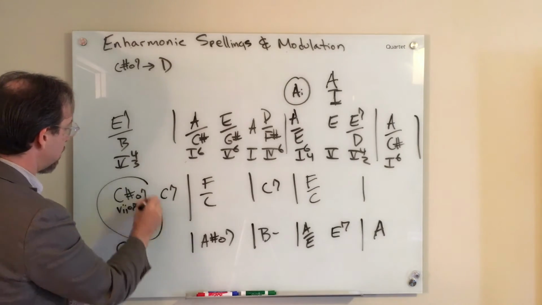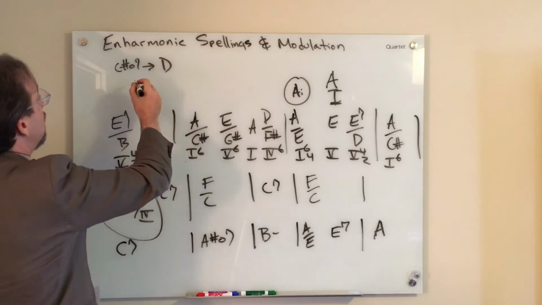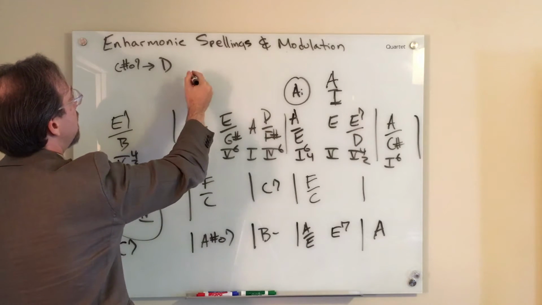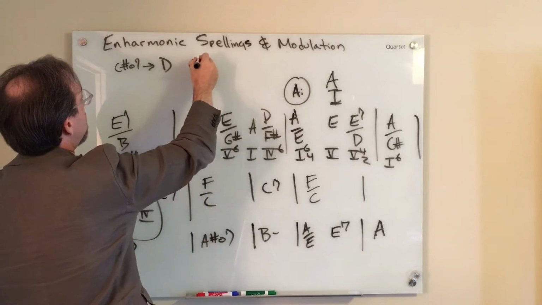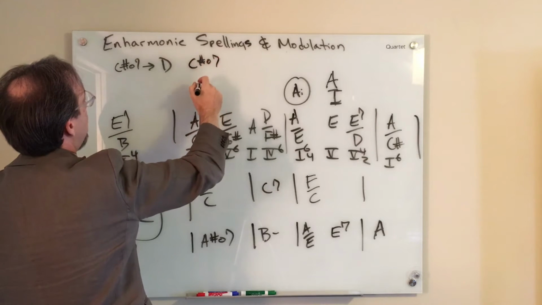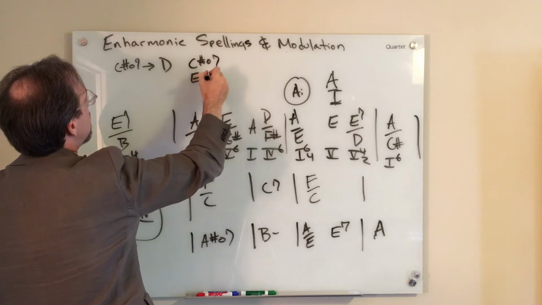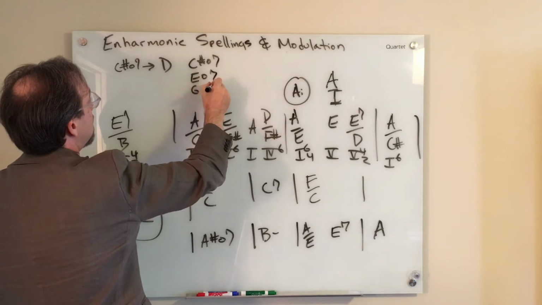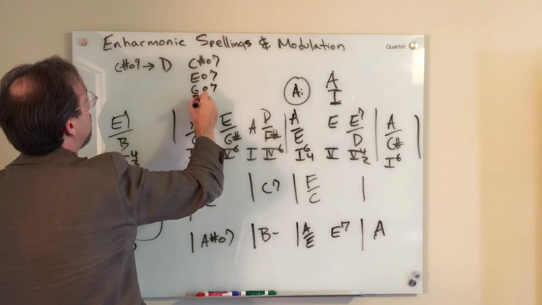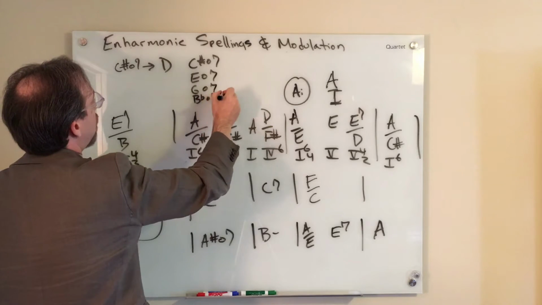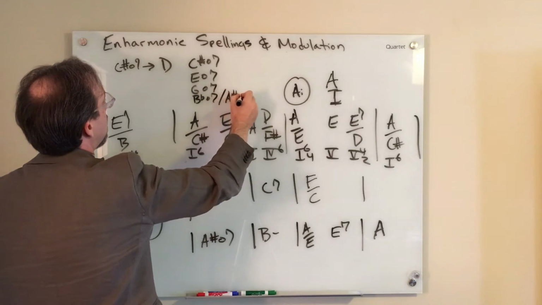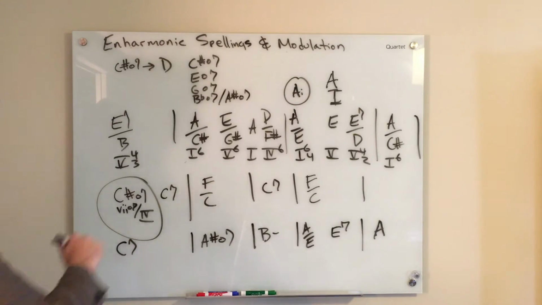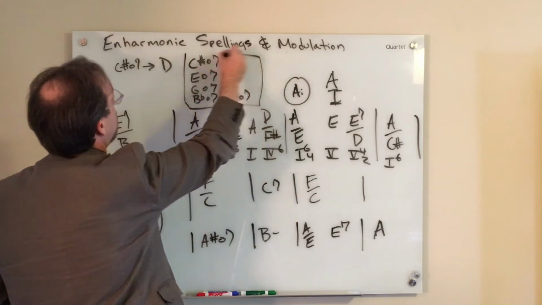Has this C sharp diminished 7 chord been reinterpreted? And so if we look at that and say, okay, C sharp diminished 7 is one way to look at it. E diminished 7 is another. G diminished 7 is another. And B flat or A sharp diminished 7 would be yet another way to look at it. All these are possible reinterpretations.